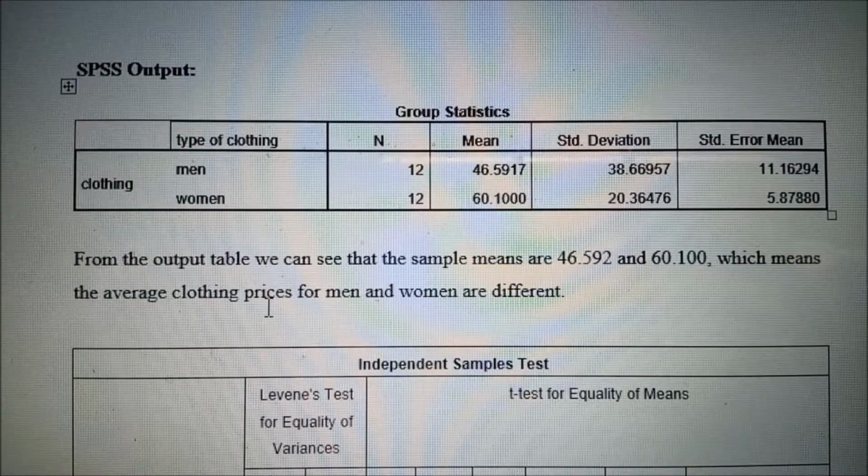From the output table, we can see that the sample means are 46.592 and 60.100, which means the average clothing prices for men and women are different.